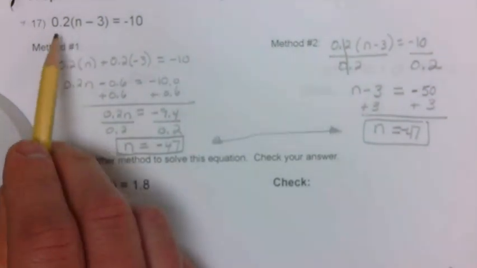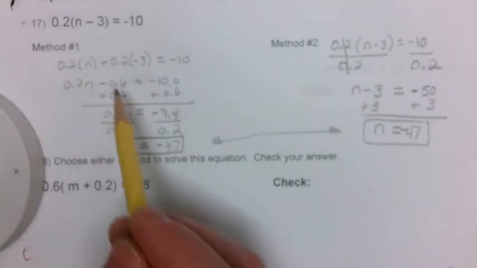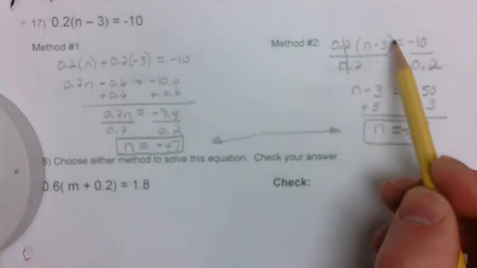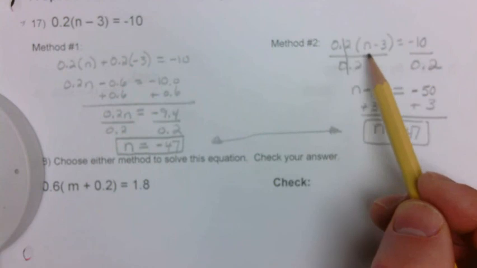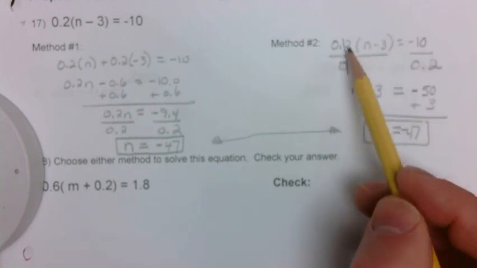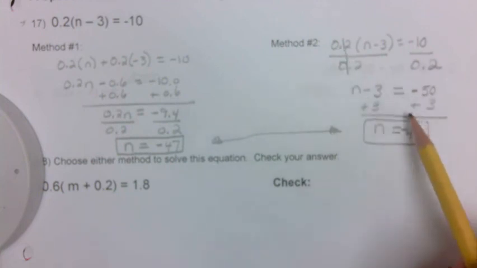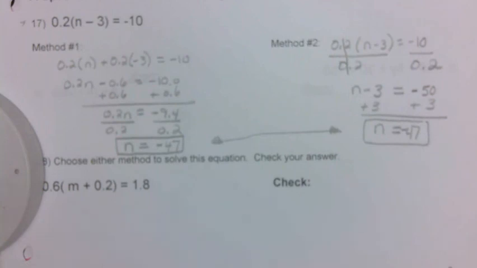So I could easily distribute at the beginning like we showed in method number 1 to get our two-step equation. Or I can treat what's in the parentheses as the variable term and isolate this variable term by dividing each side by that number on the outside of the parentheses, which creates our one-step equation leading to our answer. The choice is yours.